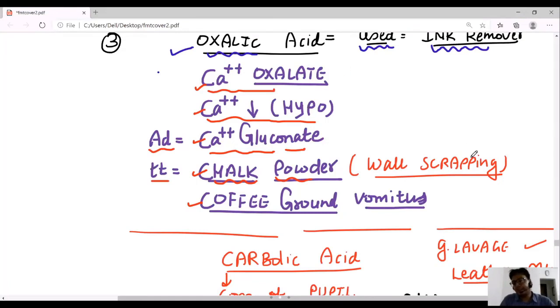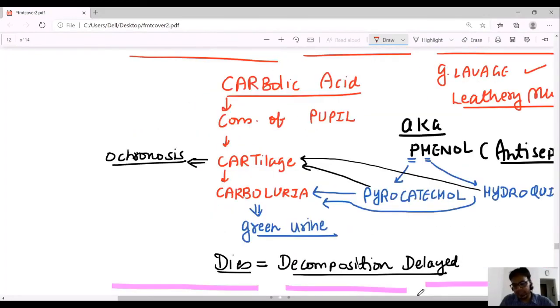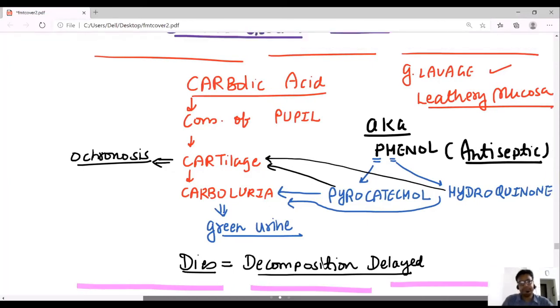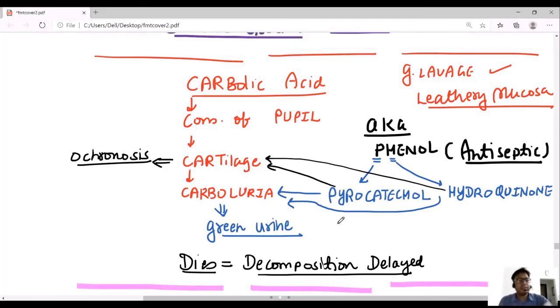Doctor, wall scraping पे भी question आएगा. Wall scraping is used in which poison? The answer is oxalic acid. Now I am coming to... डॉक्टर साहब मेरे सवाल का जवाब दो. Coffee ground vomitus is seen in which poisoning? Which poisoning?